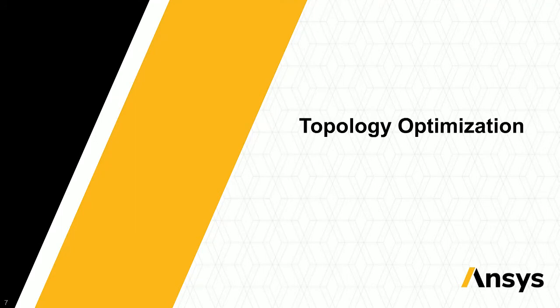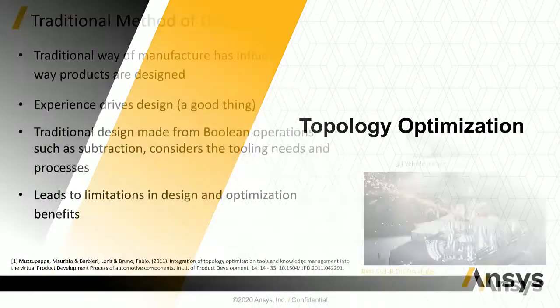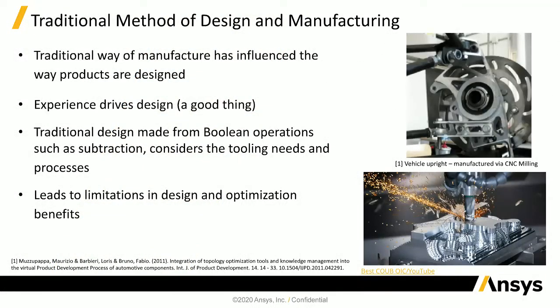All right. So first, we're going to go over what Ansys has to offer as far as topology optimization and the additive simulation. Traditional forms of manufacturing and design are really more of a subtractive method. You start with a block of metal, you use a mill, a lathe, whatever you want to remove material in order to get to your design. So essentially just a bunch of Boolean operations.